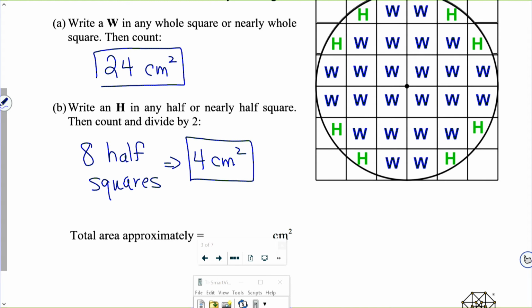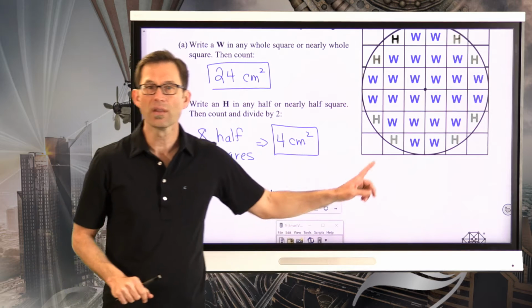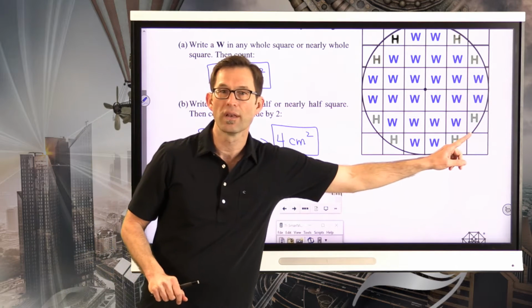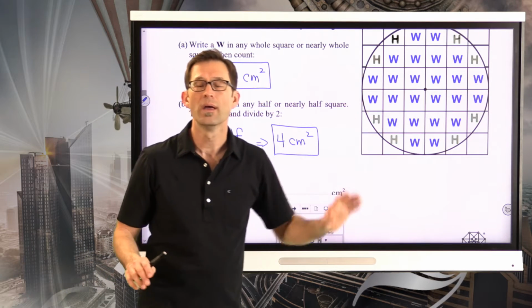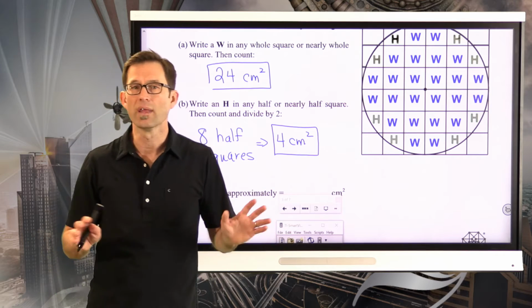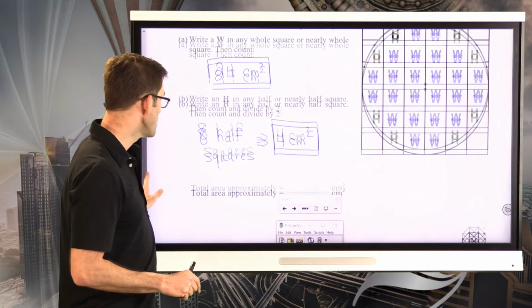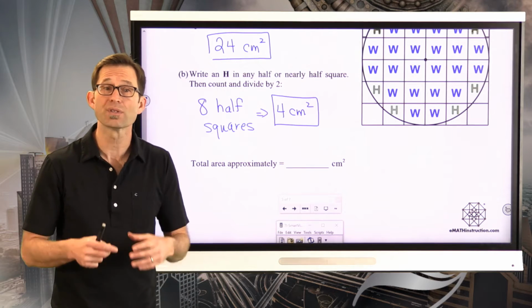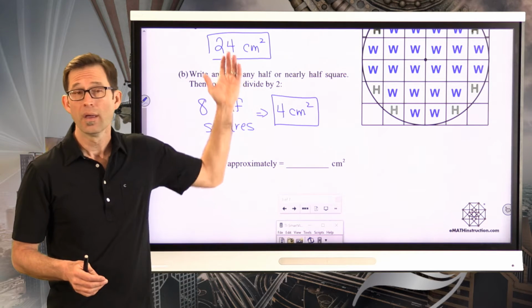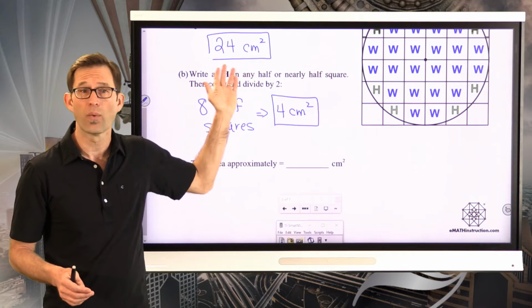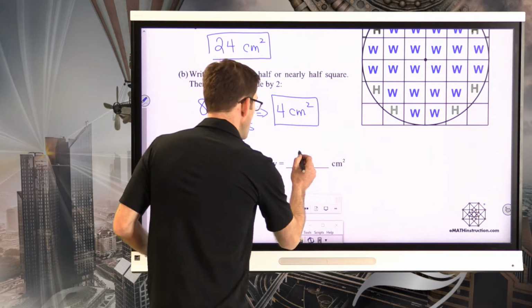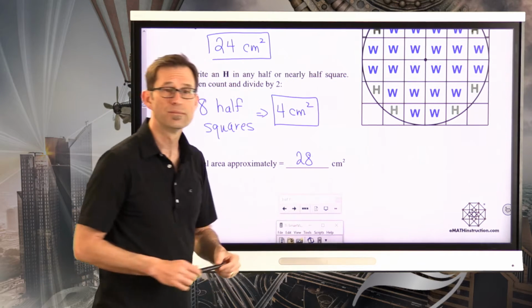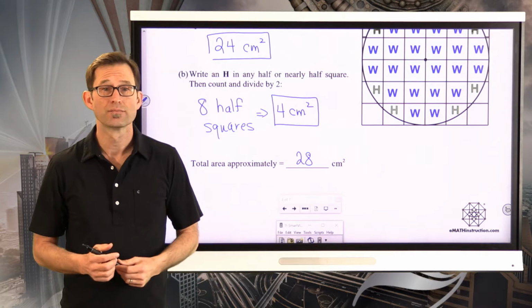Now, I'm missing a little bit of area. There's definitely a little bit down here that I've missed, a little bit down here that I've missed, etc. But again, I don't want to even take those into account. So I can say that the total area, the total number of square centimeters that lie in here, is pretty well approximated by 24 plus 4, or 28 square centimeters.